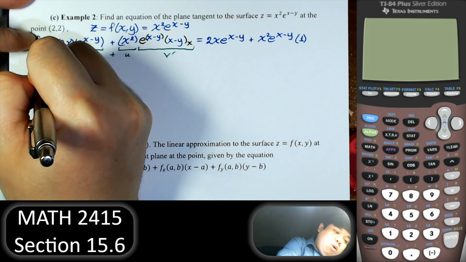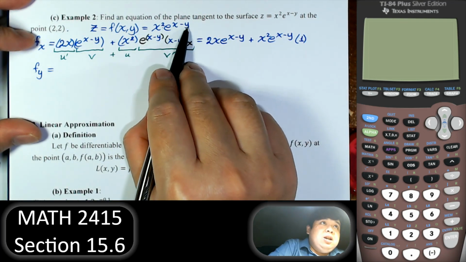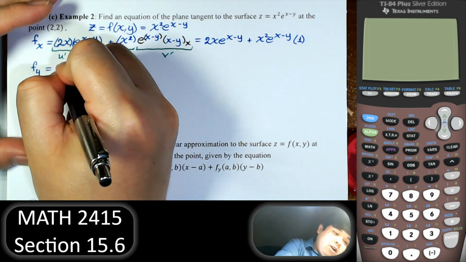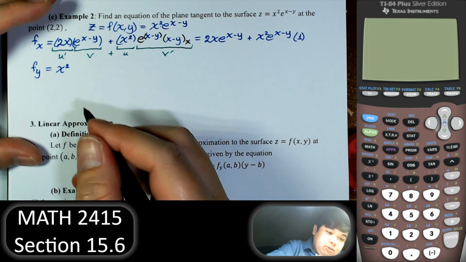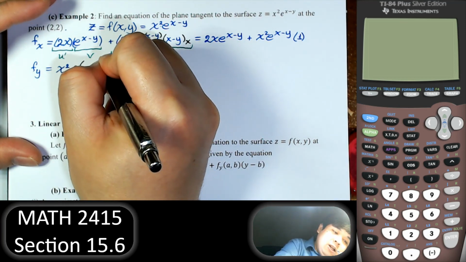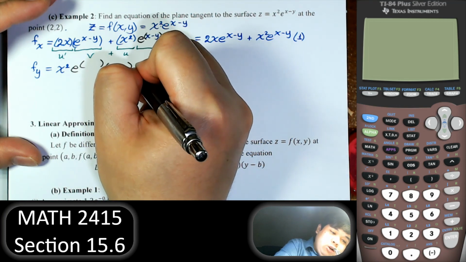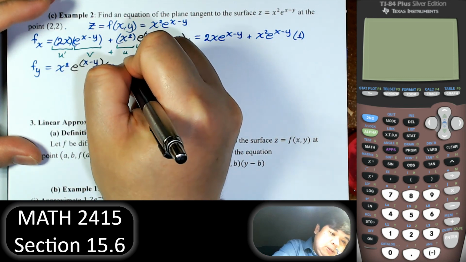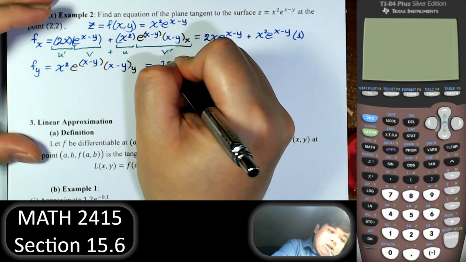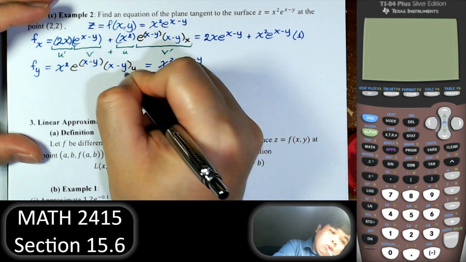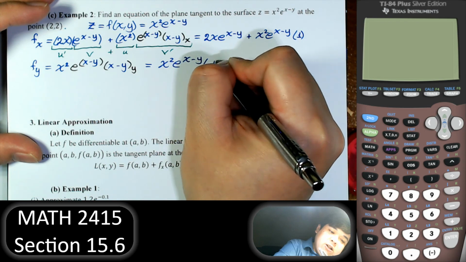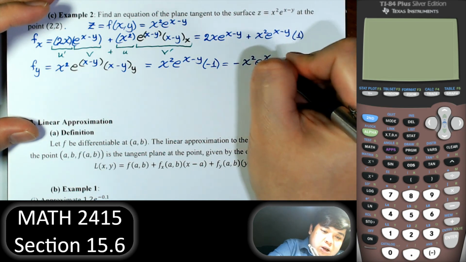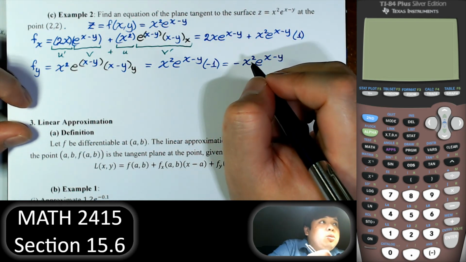Now derivative with respect to y. Now y only shows up in one place, so we don't need to use the product rule here. x squared is just a constant, so we just have the constant there. Then the chain rule is still e to something and derivative of the exponent with respect to y. So we have x squared e to x minus y. Derivative of this with respect to y is negative 1. So we have negative x squared e to x minus y. So those are the partial derivatives.